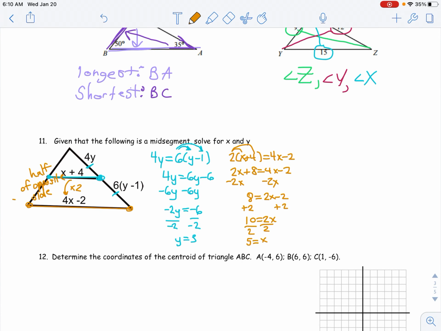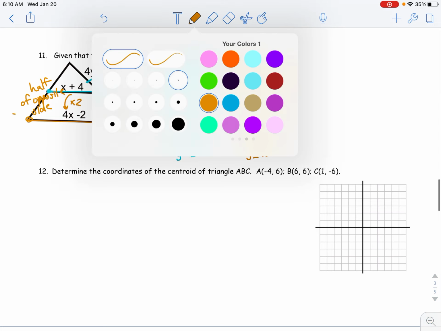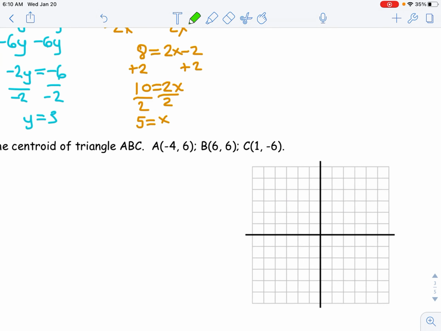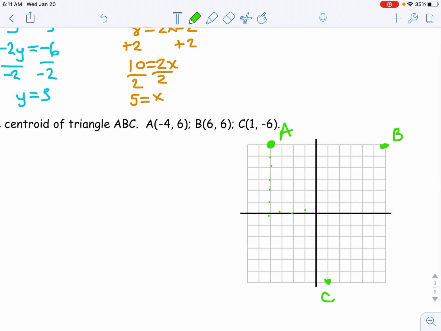All right, and then number 12, we're going to determine the coordinates of the centroid of triangle ABC. This is something we only practice minimally, something very specific, but if you know what to do, it ain't that bad. A is negative 4, 6. So left 4, up 6, boom, that's A. B is 6, 6. It's going to be in this corner up here. And C is 1, negative 6. Whew, these are far apart.